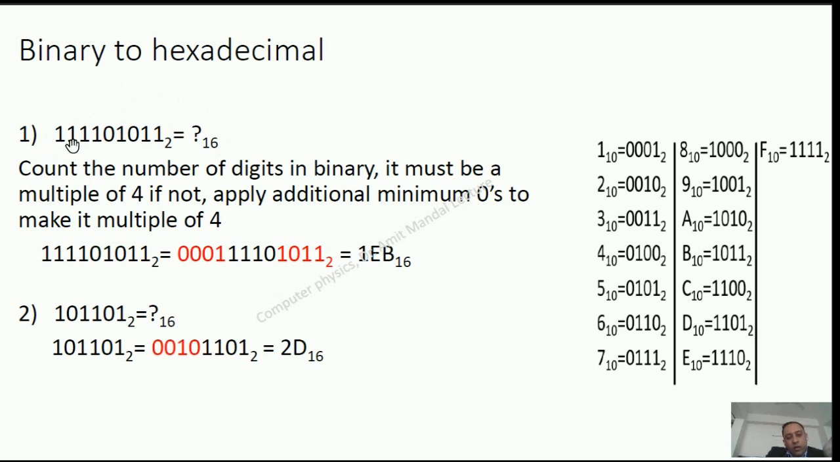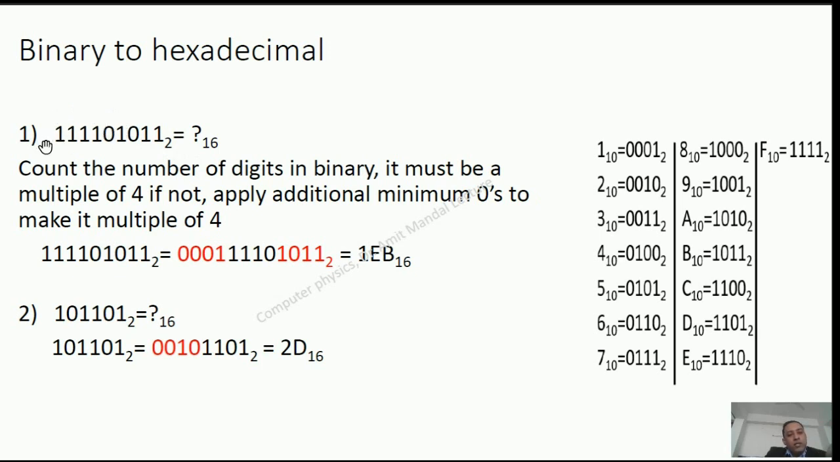So total digits are 1, 2, 3, 4, 5, 6, 7, 8, 9. So 9 digits are there. So this count must be a multiple of 4. This is 9, and it is not a multiple of 4. So you have to add some more zeros toward the left, the minimum number of zeros, so that it will become a multiple of 4.